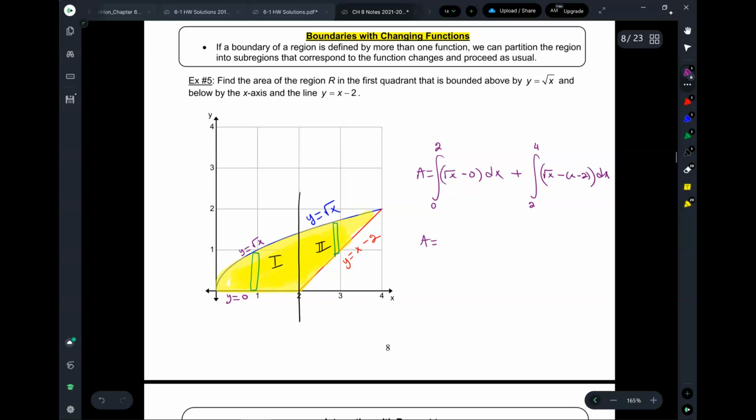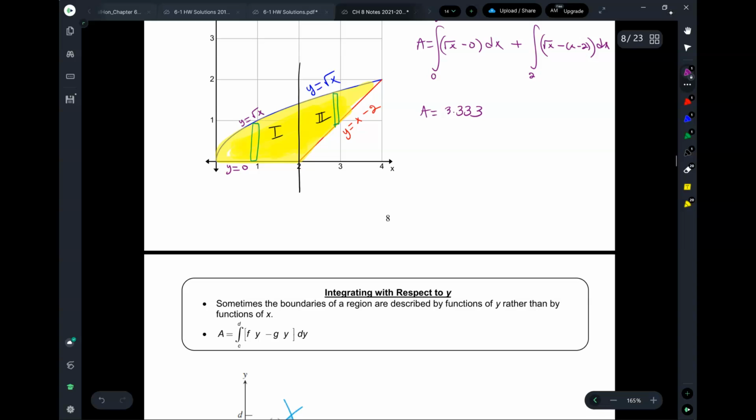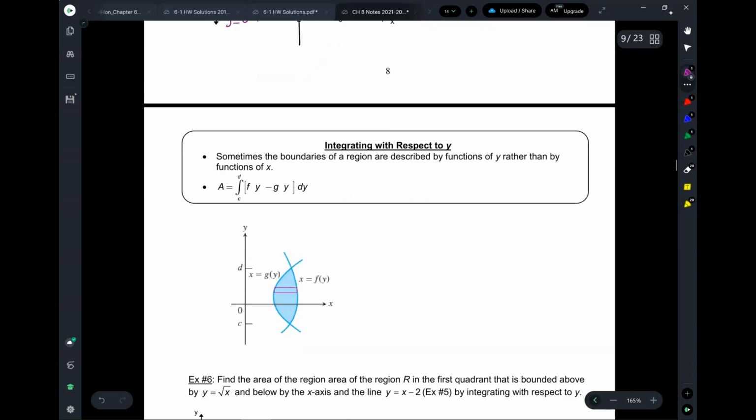So A is 3.333 here. Okay? All right. You always have to see whether you have the same boundary throughout or different boundaries throughout. It's like a country that's bordered by two countries on one side and by two different countries on the other side.